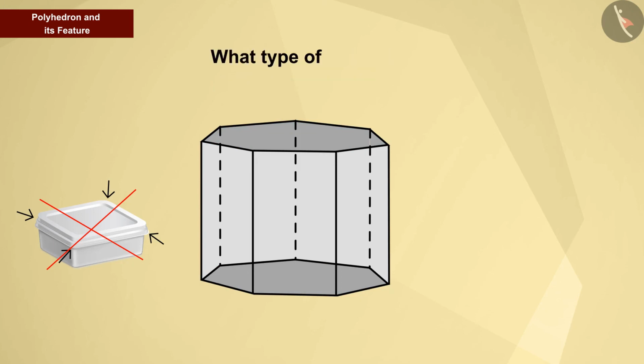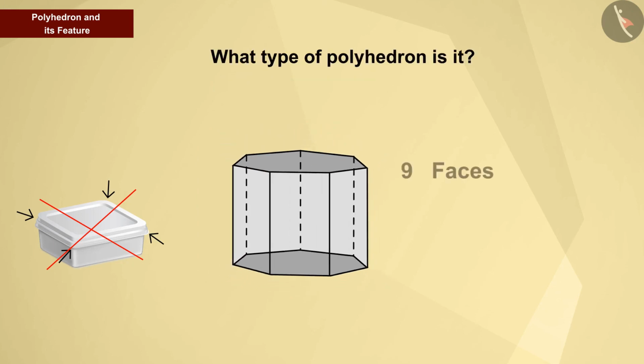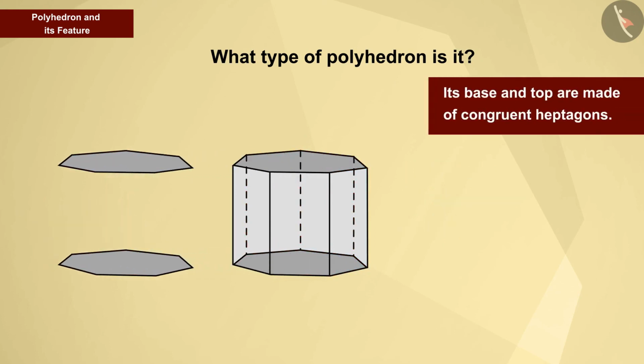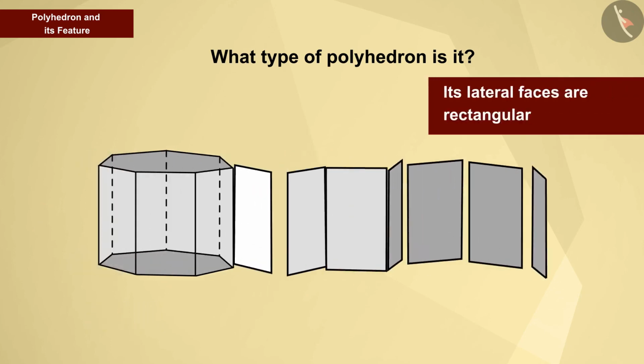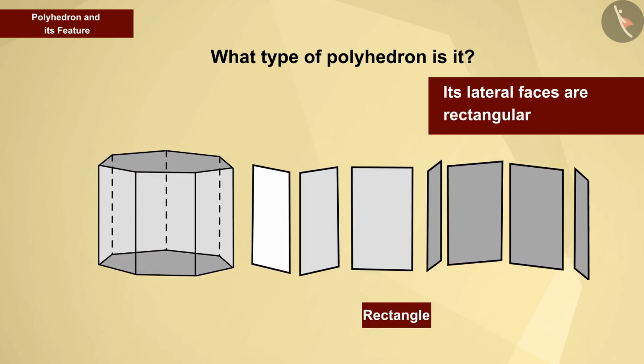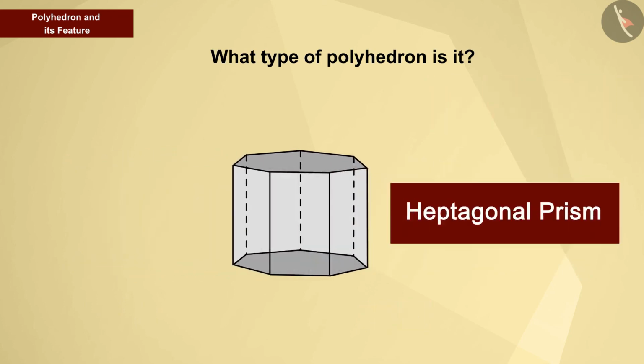But what kind of polyhedron is it? It has 9 faces, 14 vertices, and 21 edges. If we look closely, we will find that its base and end are made of congruent heptagons which are also parallel, and all lateral faces are rectangular. This polyhedron is a heptagonal prism.